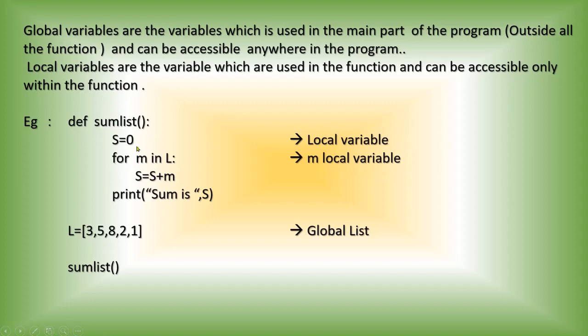Using this function, I am finding the sum of the elements stored in a list. By using the for loop, I am extracting the elements one by one from the list. After that, the elements are added along with S. So you will get the sum of the elements present in the given list. So here L is the global list and S is a local variable.